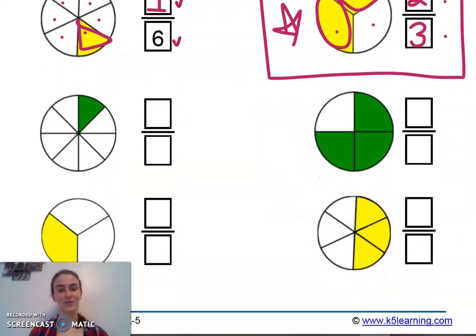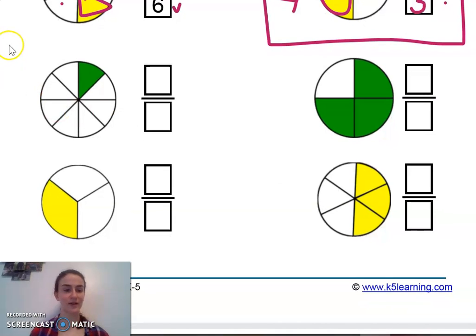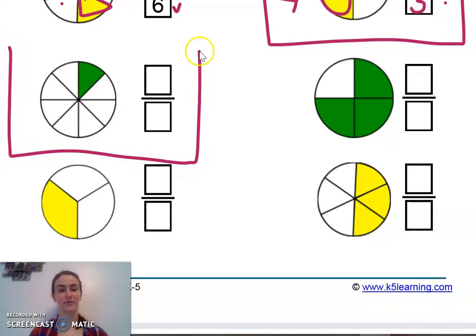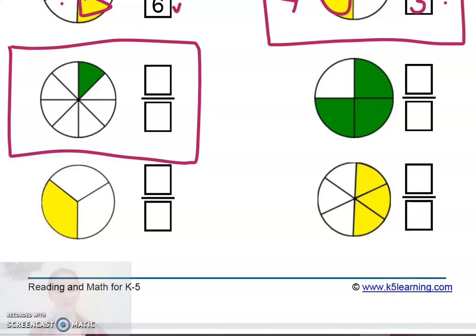All right, let's do this one down here. I want you guys to try this one by yourselves now. Go ahead and give that one a try, and we'll go over it together, okay?